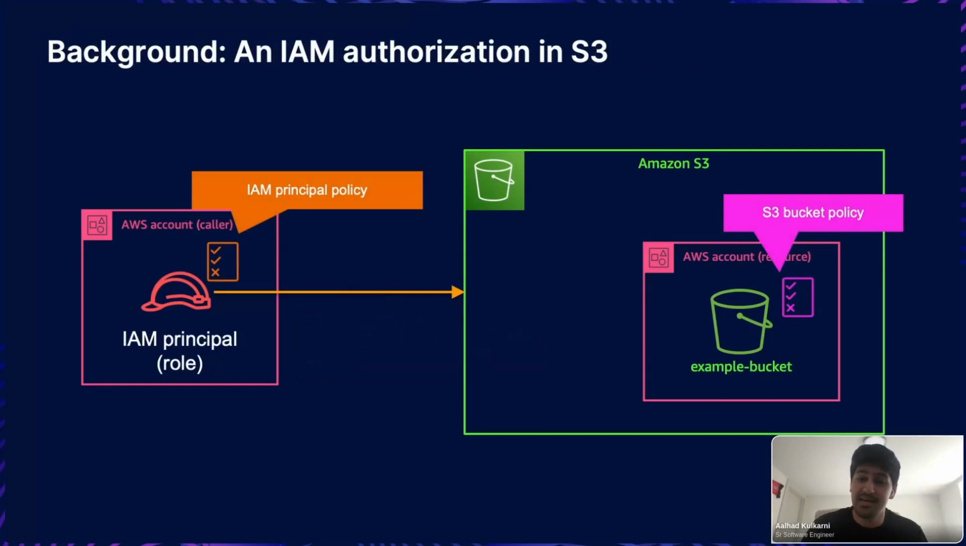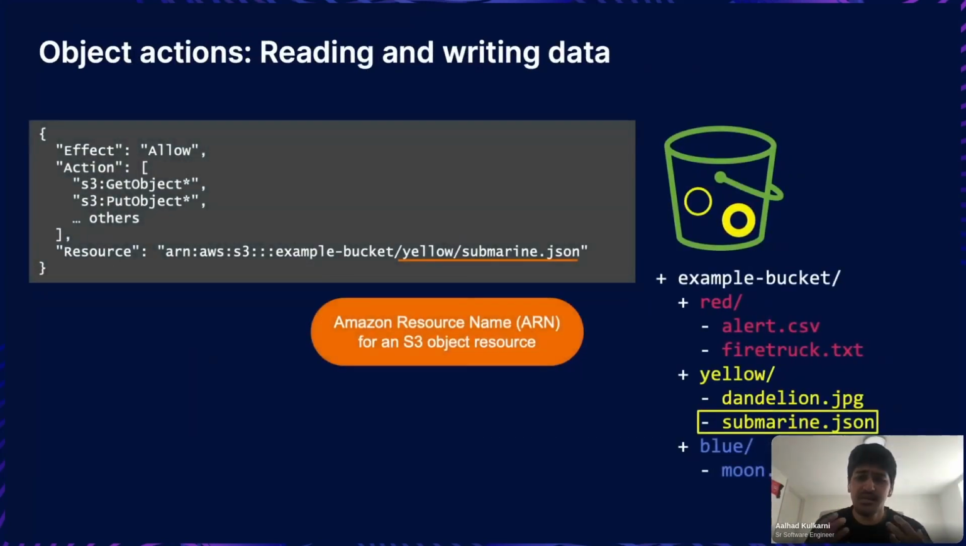You have an IAM policy, which is on the user side, and you have a policy on the resource, which is your S3 bucket policy. Another quick reminder, if you have already seen a policy like this: essentially you can write an allow statement to do get and put object on a particular resource. The important part is that the resource can be as fine-grained as exactly the object. So in this case, yellow/submarine.json.